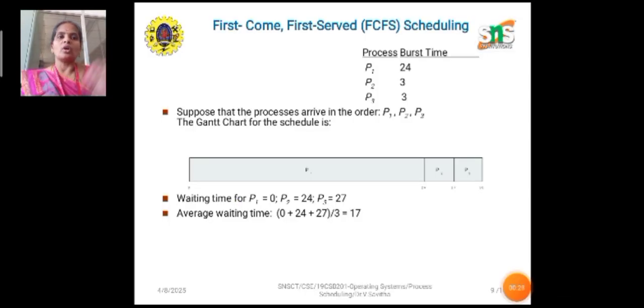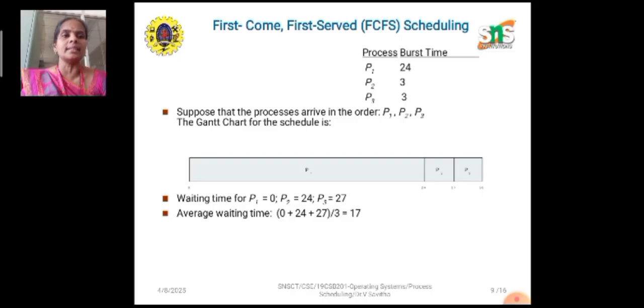Okay, so coming to first come first serve scheduling, as the name implies, whoever comes first to the CPU, that process will be executed first. Whether it has the longest burst time or the shortest burst time, that doesn't matter. Here, whichever process comes in first will be scheduled inside the CPU.